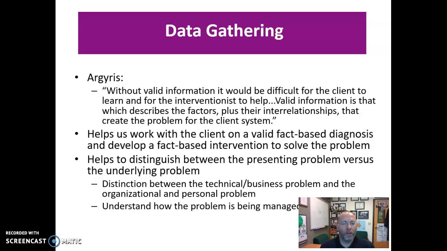Additionally, data gathering helps to distinguish between the presenting problems versus the underlying problems. And that's a really big issue in OD consulting, is a lot of times organizations will tell you what their needs are, and so a consultant will come in and try to address those needs without actually digging deeper. It's like the old analogy of the iceberg. You can only see that top 20%. That's the part that's obvious to you, but it's actually the 80% underneath the surface of the water that's really important. And that is the case with a lot of organizational issues and challenges. So we need to make the distinction between the technical and business problem and the organizational and personal problems, and understand how the problem is being managed.